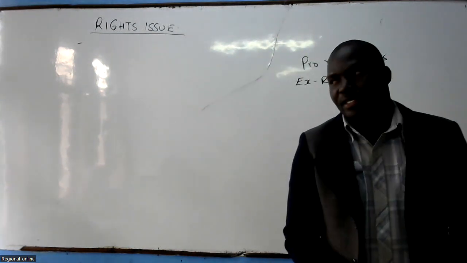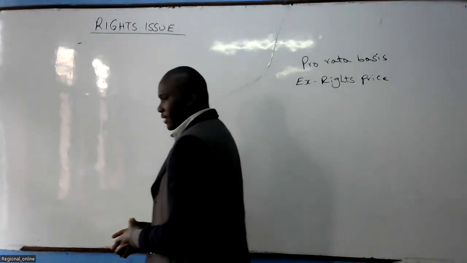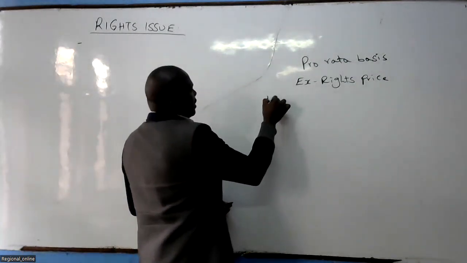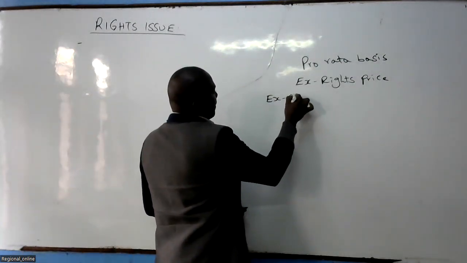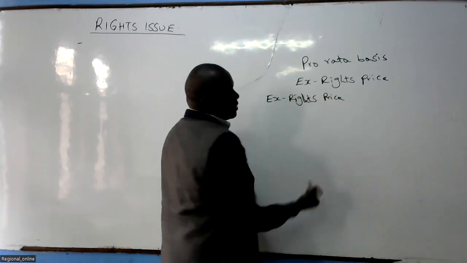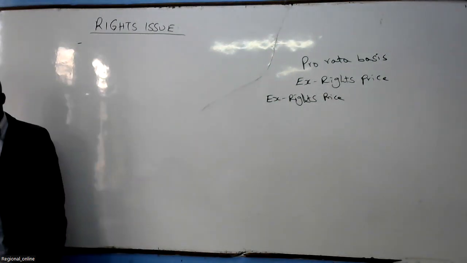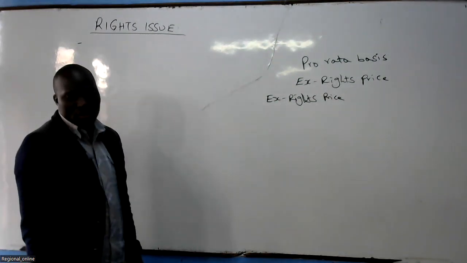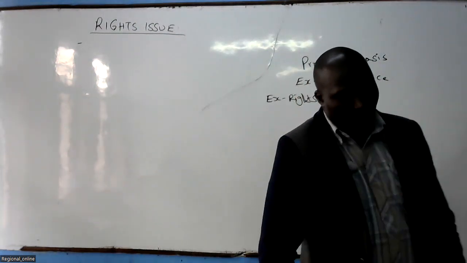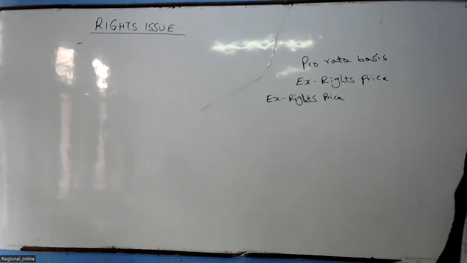In finance, what does X mean? Without, exclusive. So just say X rights price. X rights price is the share price exclusive of the value of the rights.